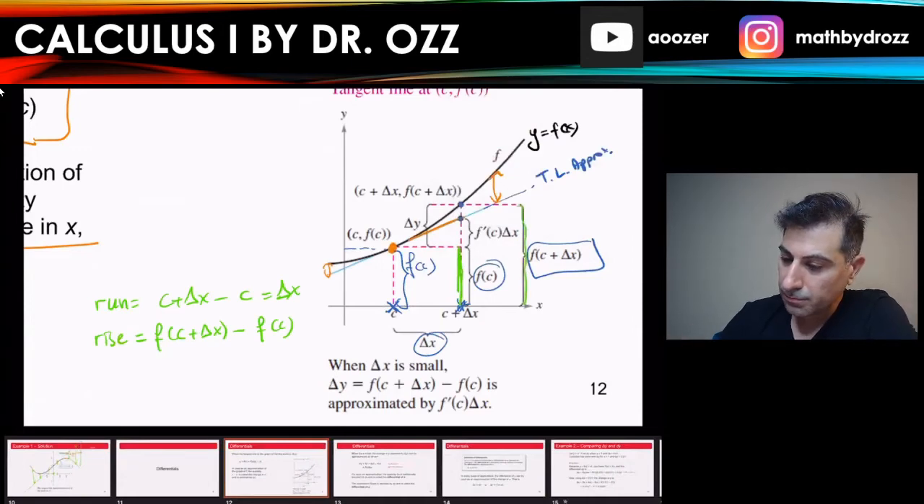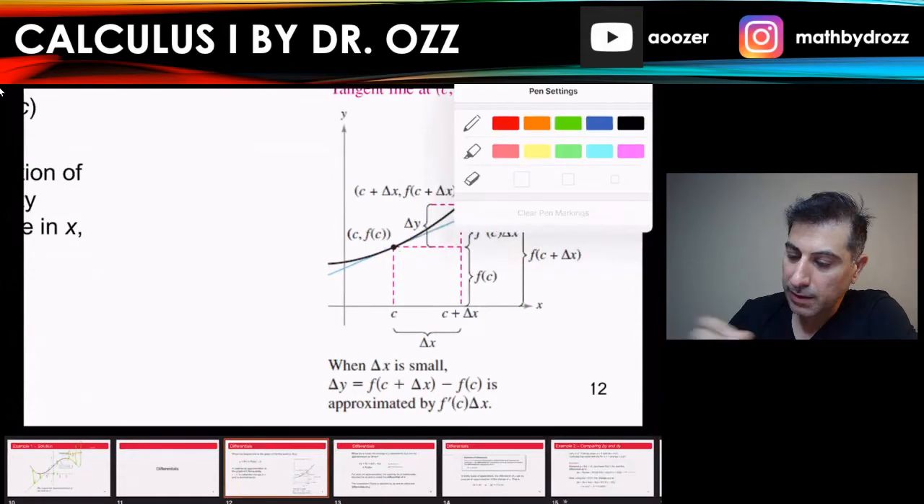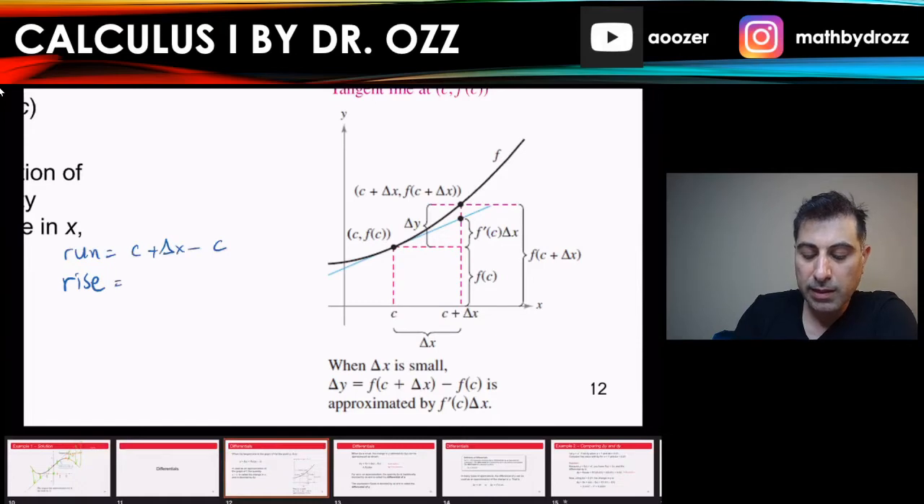Hold on. In fact, let's clean everything. Okay, let me just rewrite this. Rise and run, right? Run is c plus delta x minus c, and then the rise is f of c plus delta x minus f of c.